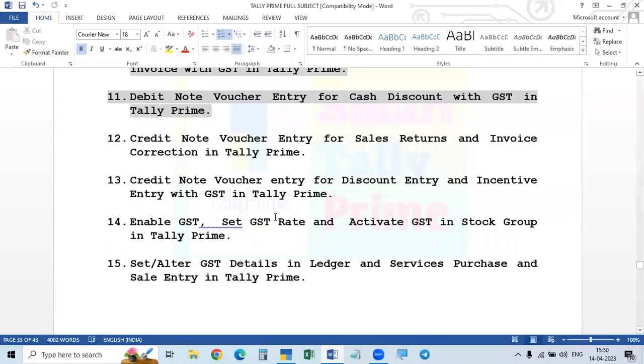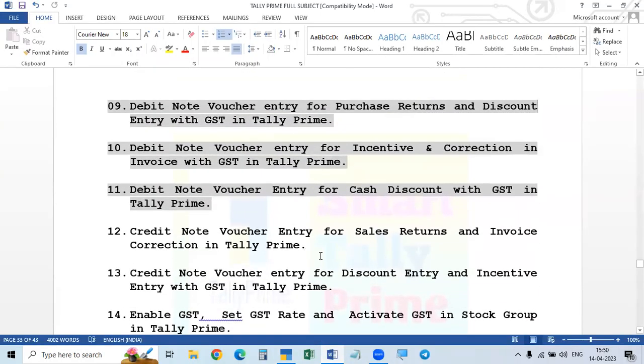See here. What is the credit note voucher in sales, and what is the credit note voucher entry for the different reasons: sales returns, invoice correction, as well as discount entry, whatever it may be, all the reasons. The credit note will generally be used by the supplier or seller. And how you will record the transactions, and what transactions are to be recorded in the credit note voucher.